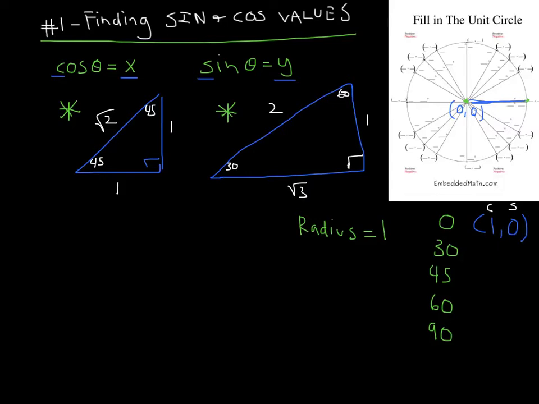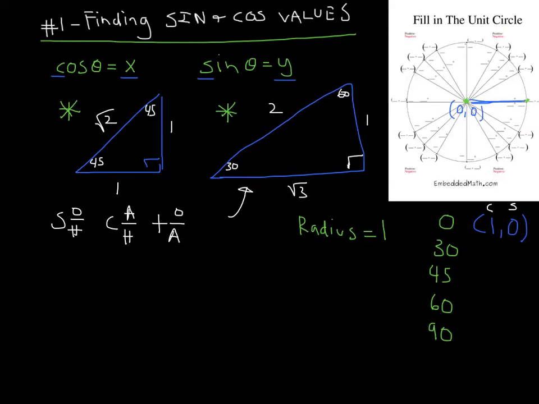All right, now let's do 30. If we can remember SOH CAH TOA, that's going to help us out quite a bit. Let's go ahead and use this triangle right there.